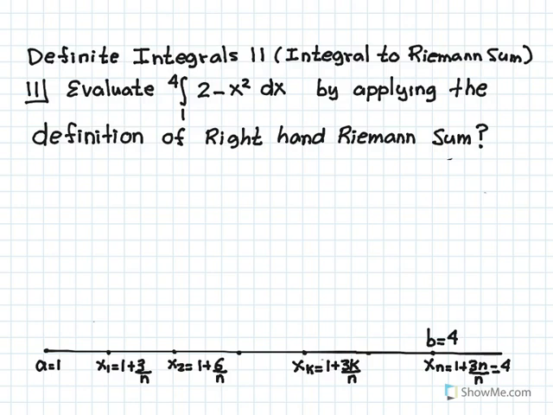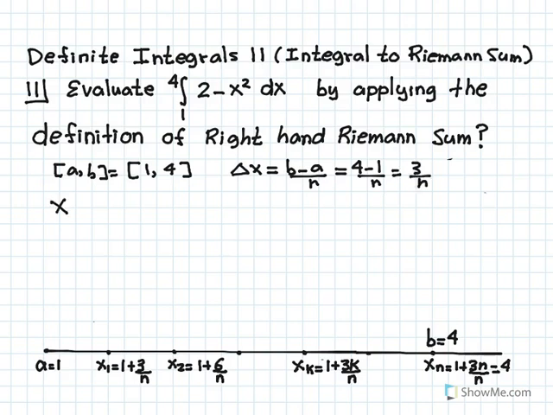Let's start with the interval [a, b], which is equal to [1, 4]. And let's form delta x, the equal partition width. That's b minus a, divided by n, that's 4 minus 1 divided by n, which is equal to 3 over n. The xk are the grid points. This is defined as a plus k times delta x. We know a is 1, and delta x we found to be 3 over n, so xk is 1 plus 3k over n, and k ranges from 1 all the way to n. So those are the x values.